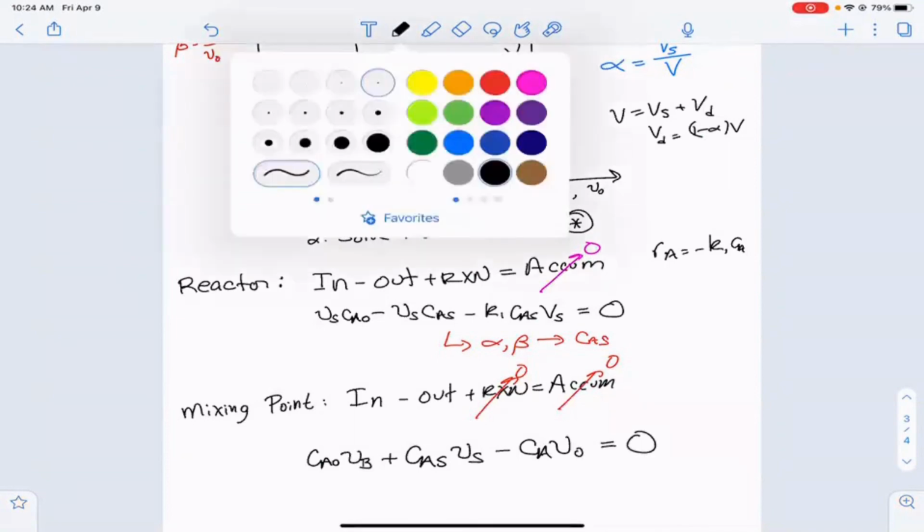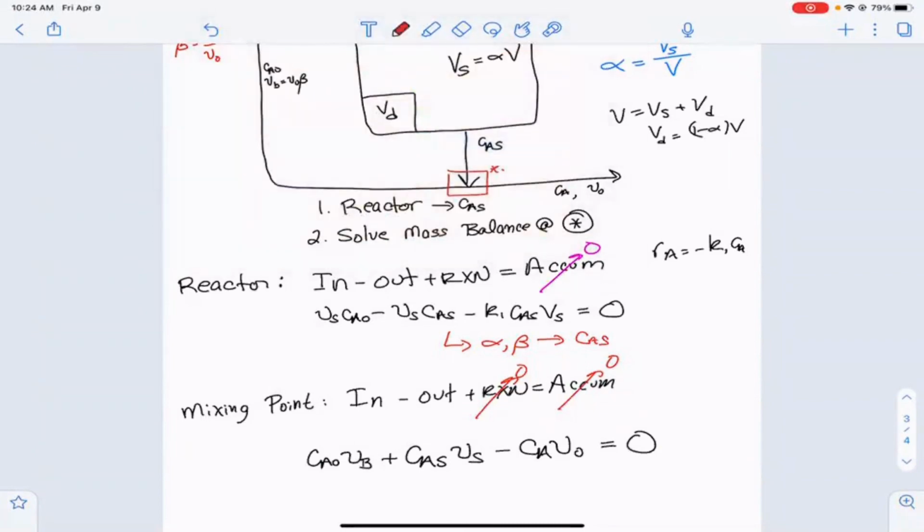And so when we actually solve a problem with this next time, we're going to do something very similar to what we're going to do here. We're going to get this mass balance in terms of alpha and beta, and then we're going to solve for CA, and then we're going to use that to solve for the conversion.